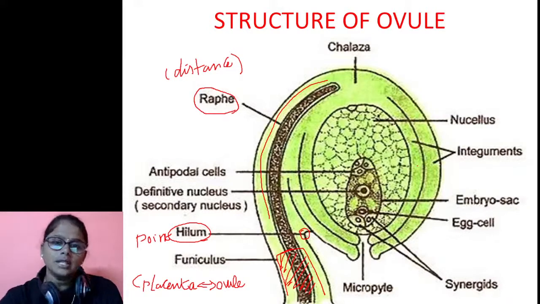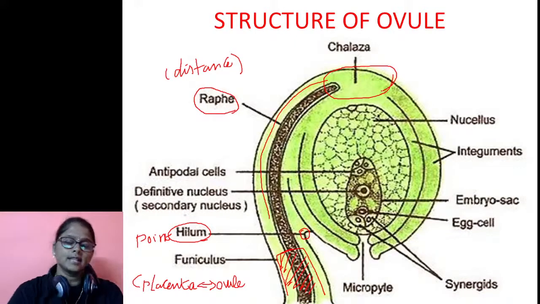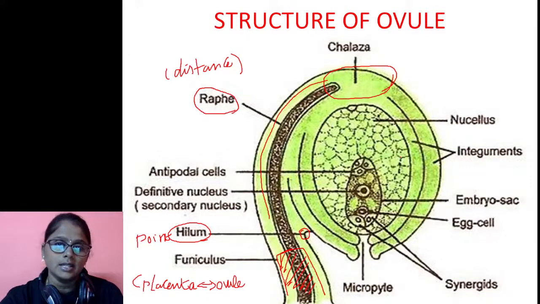Okay, so this structure present at the top, a soft, spongy, cushion-like structure, forms the top of the ovule, which is actually inverted. This is an inverted ovule. So the chalaza takes the basal part.